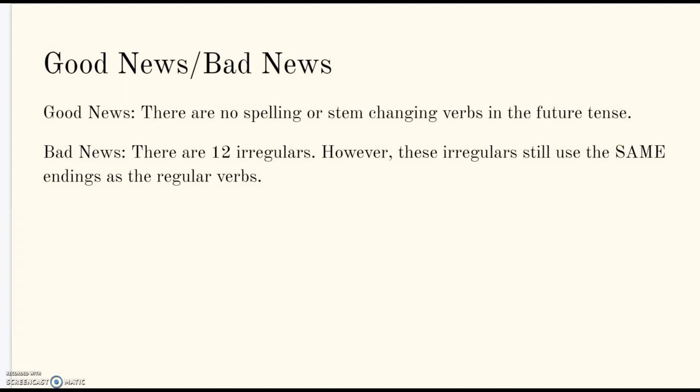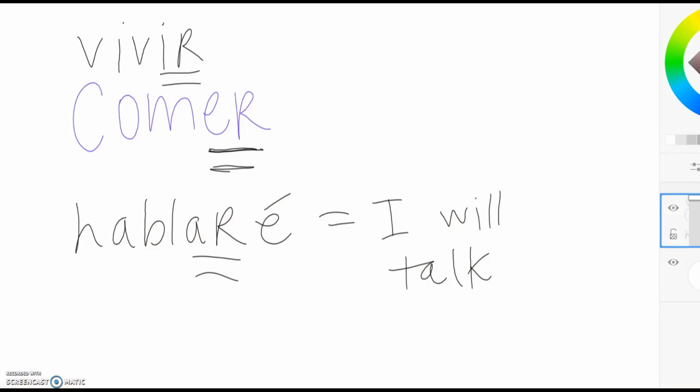So the bad news is that there are 12 kind of random irregular verbs, but they are going to use the same endings as the regular verbs. So on your note page, you've been given a chart, and it has listed out the 12 irregular infinitives. It also tells you what they mean, and there's a space for you to write the new modification or the new base that we are going to use in place of the infinitive.